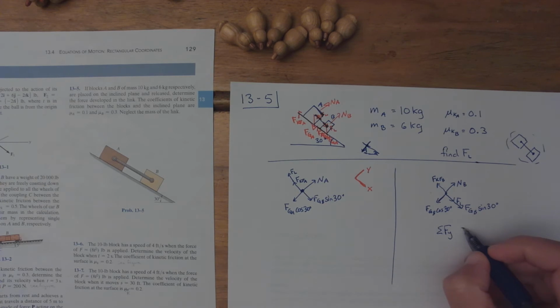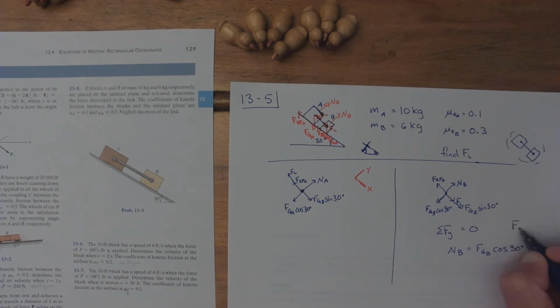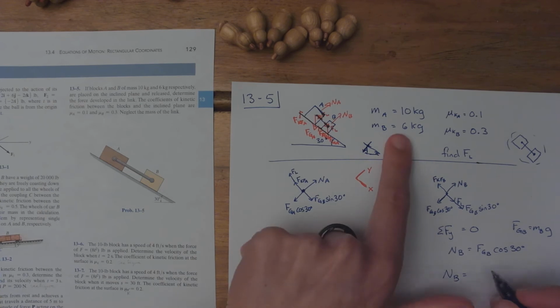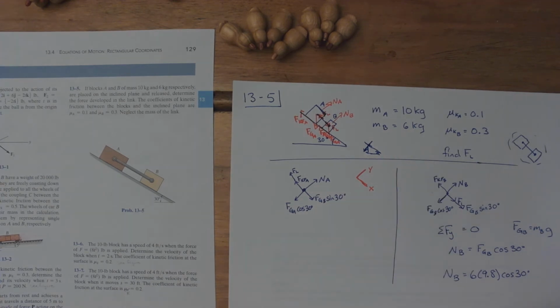So in the y direction, the acceleration is equal to 0. So the normal force is equal to FGB cosine of 30 degrees. The force of gravity is just equal to the mass of block B times little g. So the normal force is equal to, the mass of B is 6. So that's 6 times 9.8 times cosine of 30 degrees, which is 51 newtons.